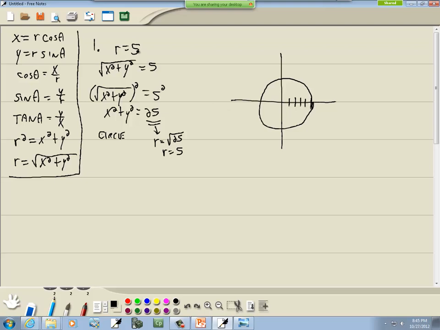Now r is equal to 5. That would tell us that we don't know what the angle is. The angle can be anything, but the distance is 5. So that's why it's a circle when you think about it in that sense.